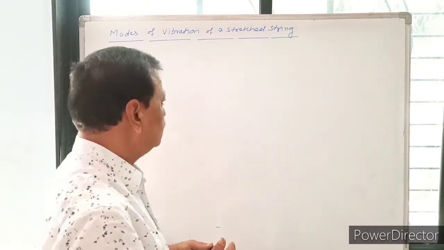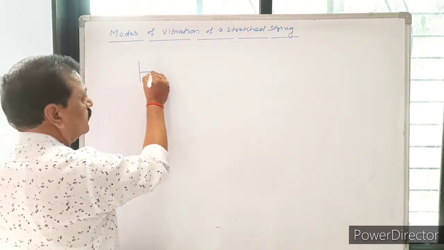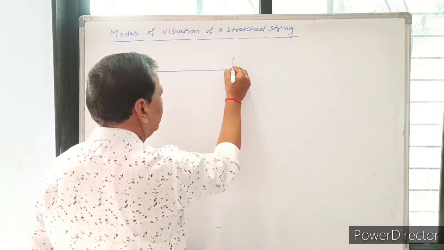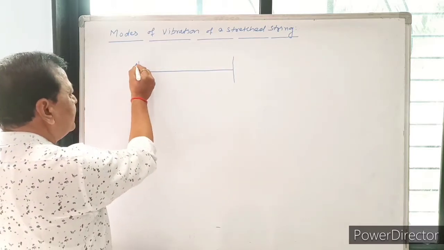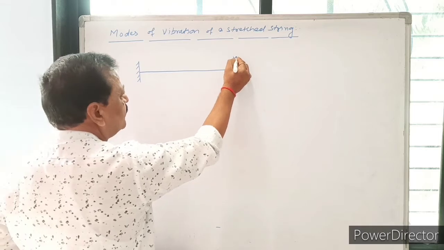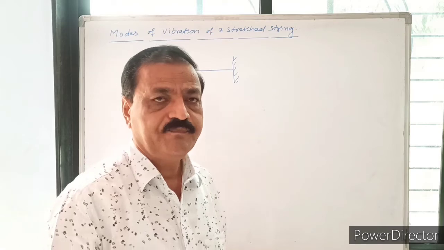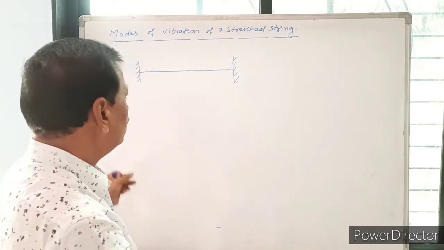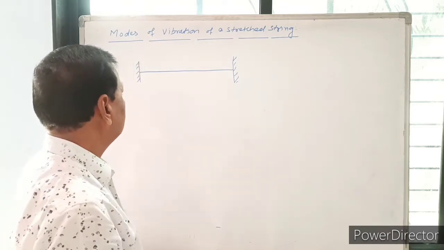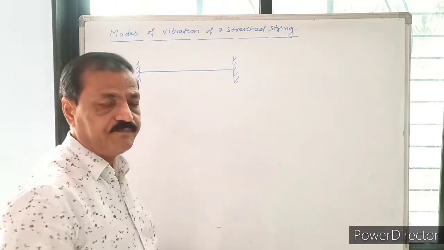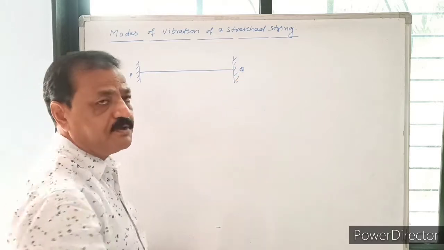If we consider a given string, the string will be fixed by two rigid supports. एक आपण दोरी घेतलेली आहे आणि दोन्ही साइडला फिक्स केलेली आहे. These are the two rigid supports. These are the point P and the point Q. These are the rigid points.